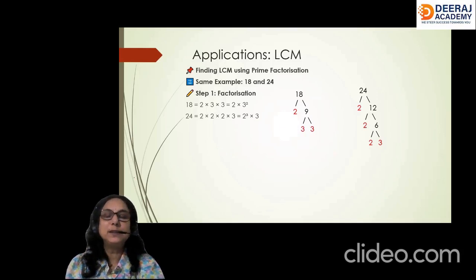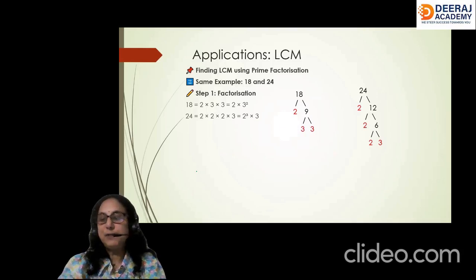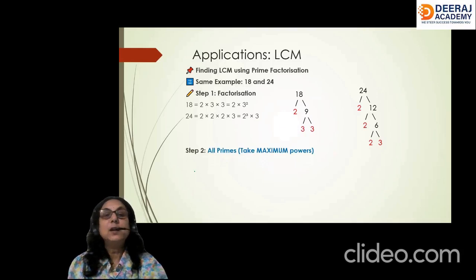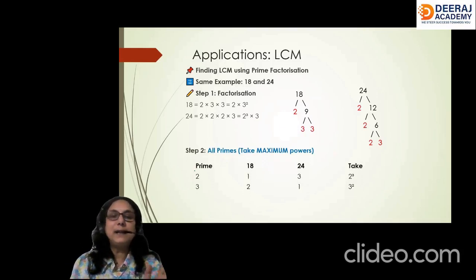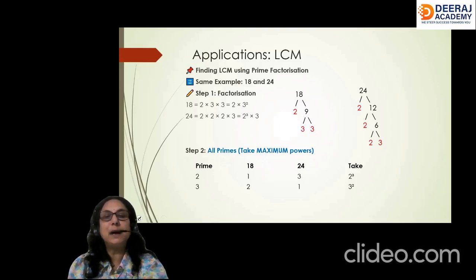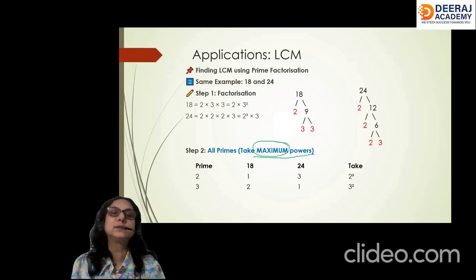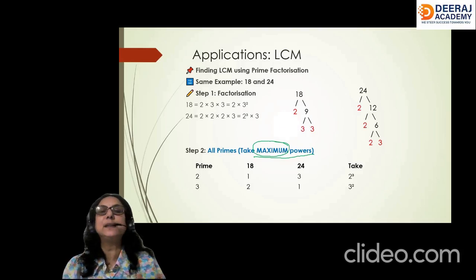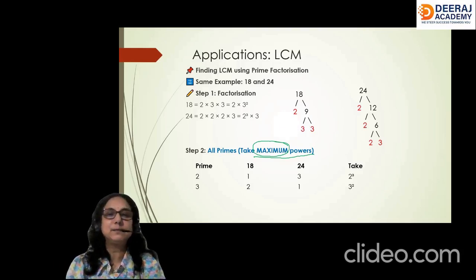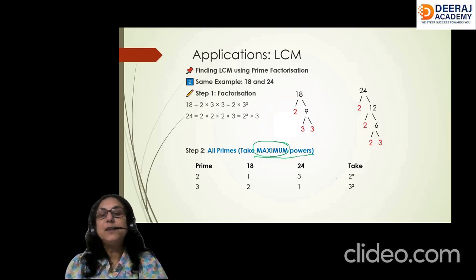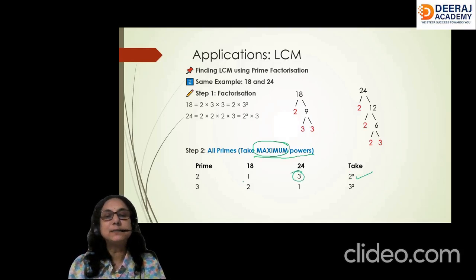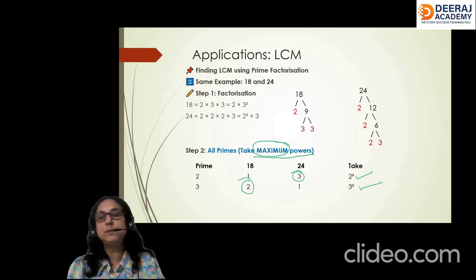We are using the same numbers, 18 and 24. So we know the factors of these two numbers. What do we have to take here? In finding the HCF we take the minimum powers, but in finding the LCM we take the maximum powers. That is the main basic difference between finding the HCF and LCM. So here we choose the maximum powers. The maximum power of 2 is 3, so 2 to the power 3, and for 3 the maximum power is 2, so we will choose 3 to the power 2.